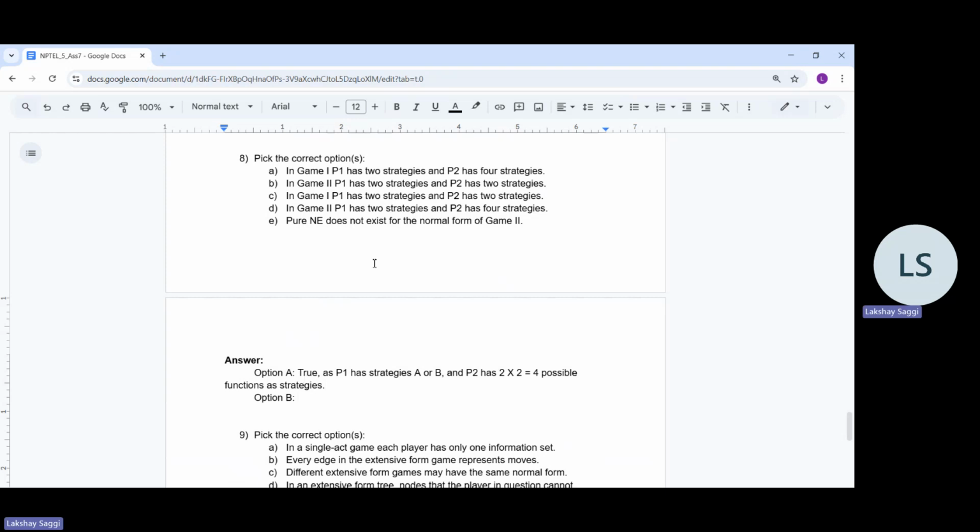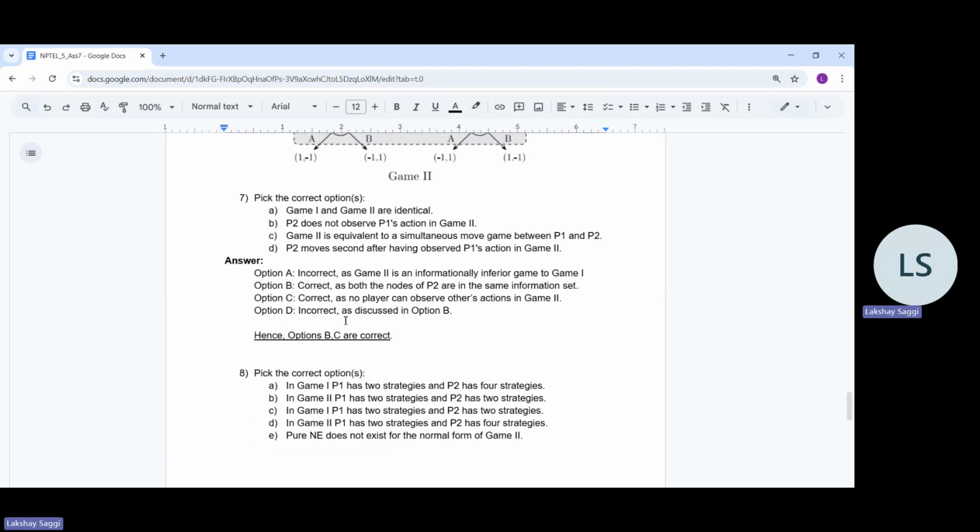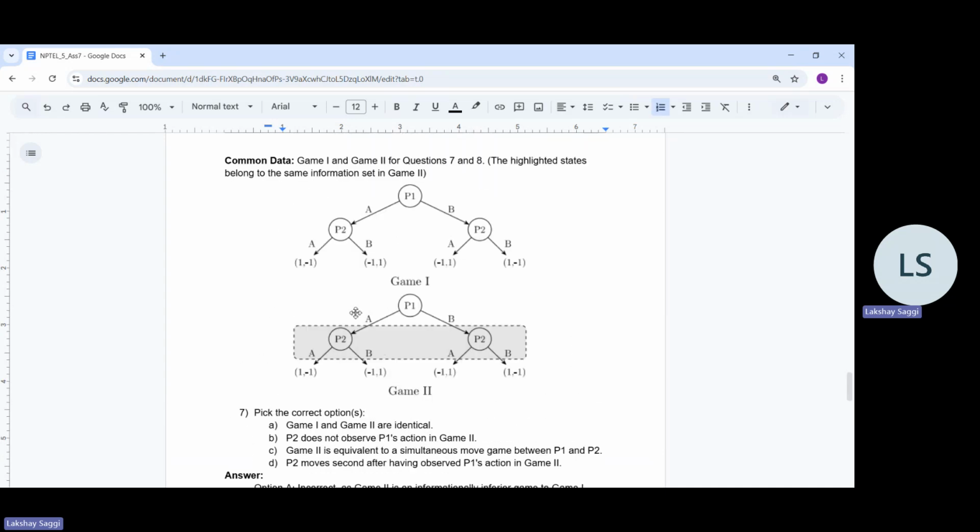But note that this kind of reasoning will not carry over to game two. The second option says that in game two, P1 has two strategies and P2 has two strategies. You cannot say that P2 will have four strategies in game two also. And why is this the case? Because earlier we were saying that the functions for P2 correspond to the inputs given by P1. But now P2 cannot even observe these inputs A or B.